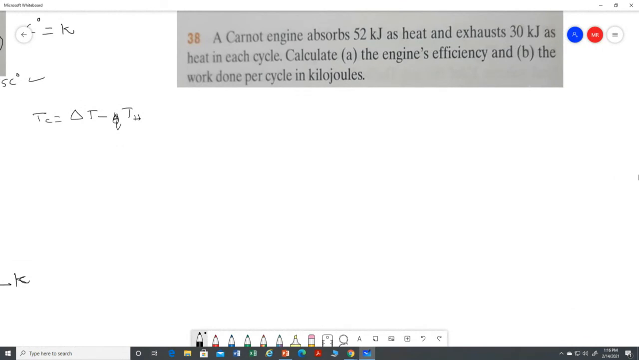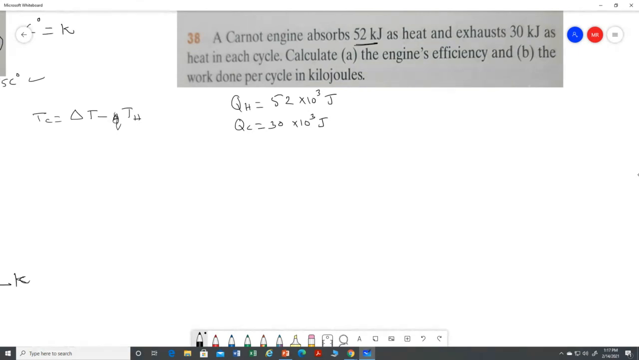Okay, tell me whether this question is related to the engine or a refrigerator. Engine. Okay, so it is the engine question, and what they give is information about the energy, in kilojoules. So the Carnot engine absorbs 52 kilojoules. That means it takes hot energy, QH equal to 52. And it exhausts 30 kilojoules as heat in each cycle. That means it throws this much heat energy to the cold reservoir. That means QC is equal to 30 times 10 to the power of 3 joules. Am I right?